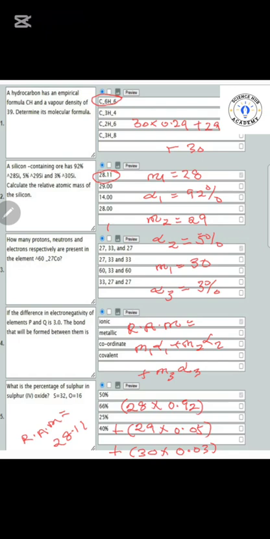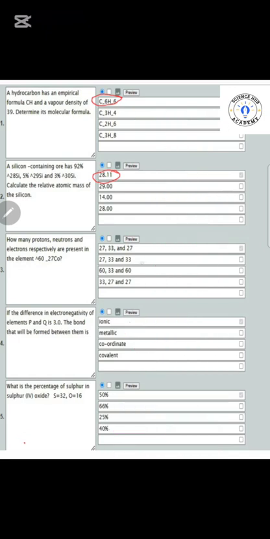So that's that. So number 3, how many protons, neutrons, and electrons respectively are present in this? We have Co, that's cobalt. This is 27, and this is 60. So from this, to get the number of protons, we know that's going to be equal to 27, because the atomic number is the same as the number of protons in an atom. To get the neutrons, it is mass number minus atomic number, so that will be 60 minus 27. So the number of neutrons will be 33.